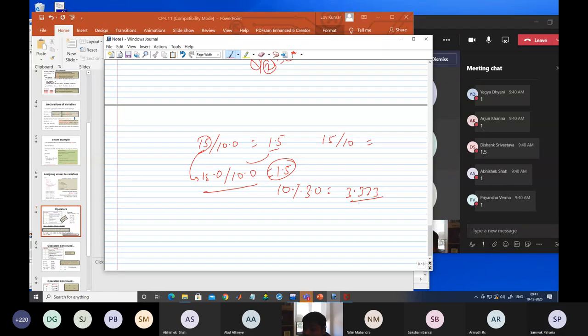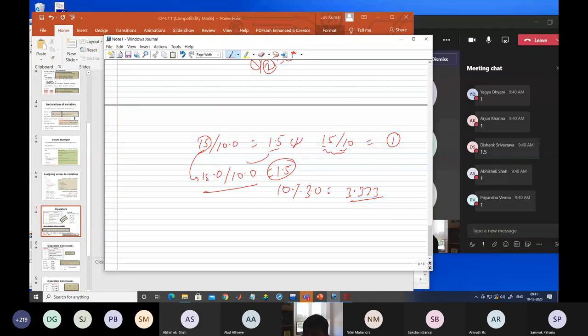That will totally depend upon your system. So here you cannot get a unique value. In some systems you will get 3.56, in some systems you will get 3.66, something like that. Okay, so now you can see if you are writing 15 divided by 10, what is the value we are getting? We are getting 1, because both are integers, so the output we are getting is an integer.